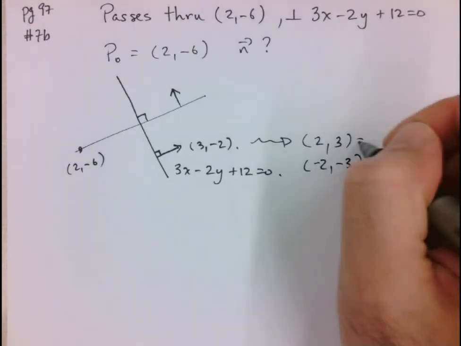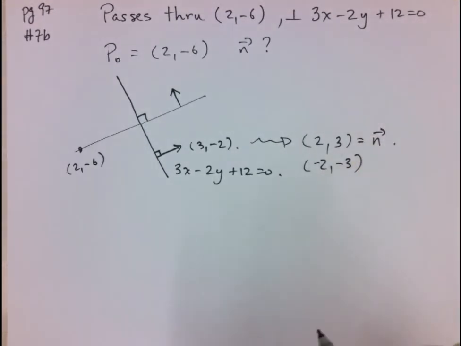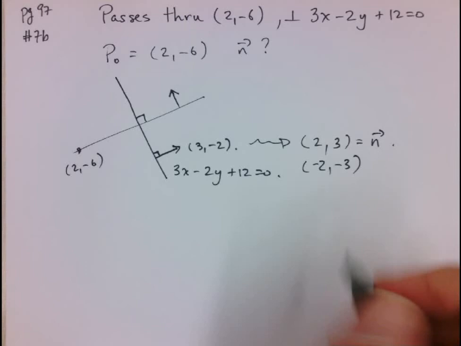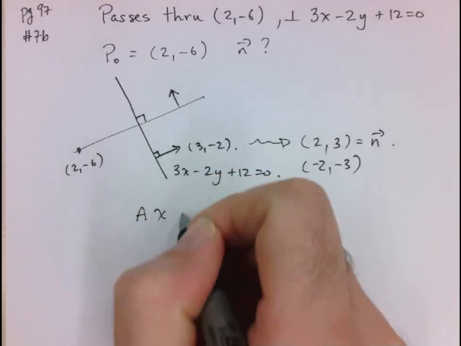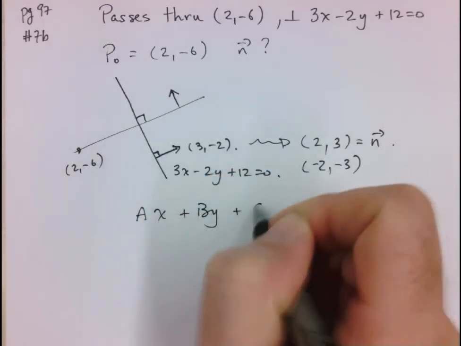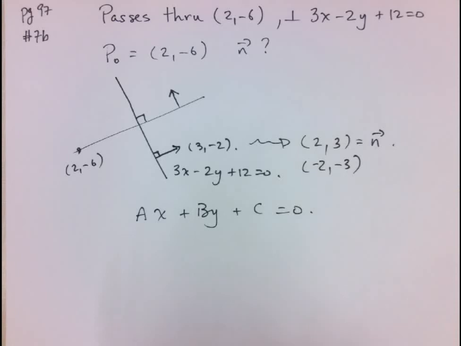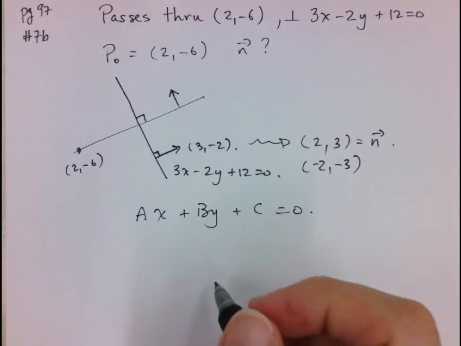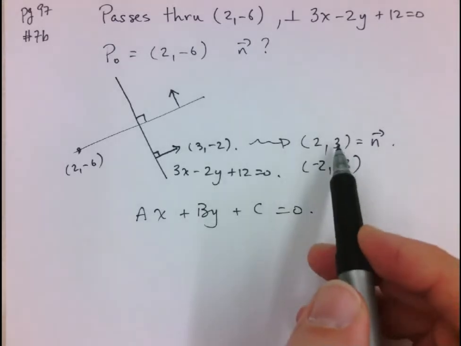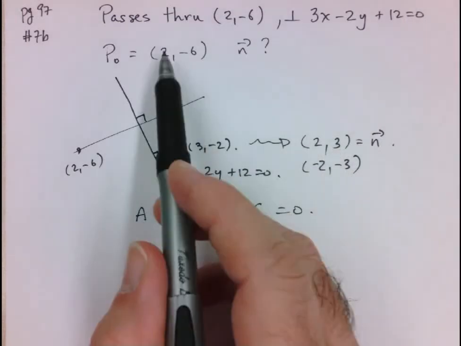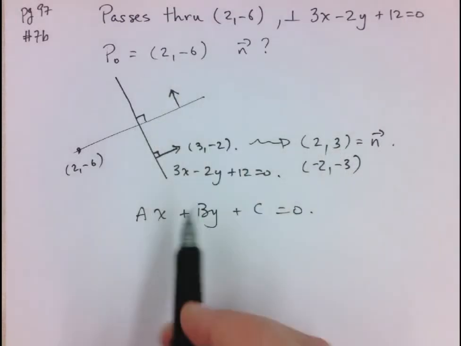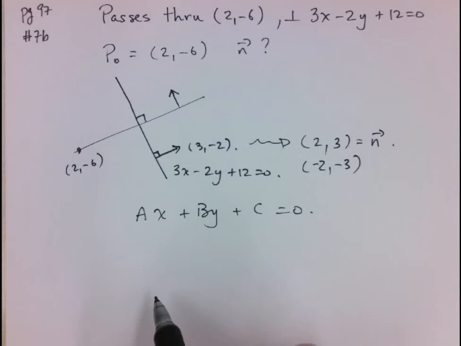So now that we have our normal vector, we can easily find the scalar equation of the line. So we know the scalar equation of the line, ax plus by plus c equals 0. Okay, and now I'll input everything I know. So (2, 3), my normal vector, will provide my a and b values, and then the P naught, (2, -6), will provide me an x and y value for this line, and I'll be left with this c.